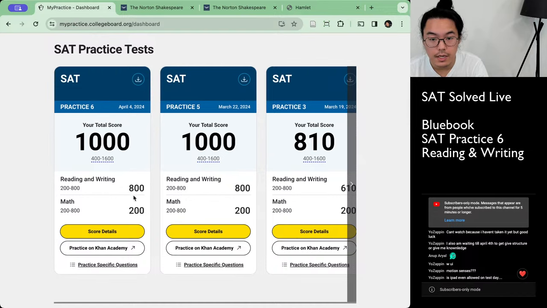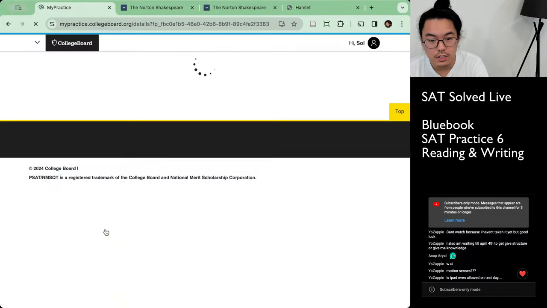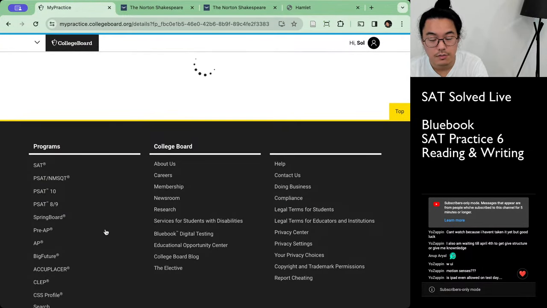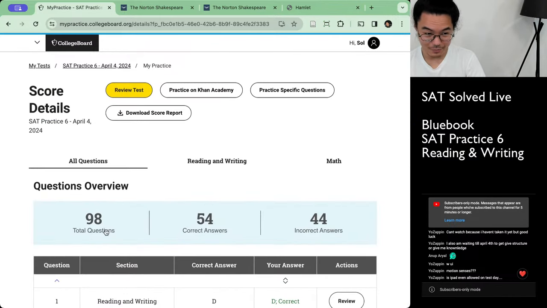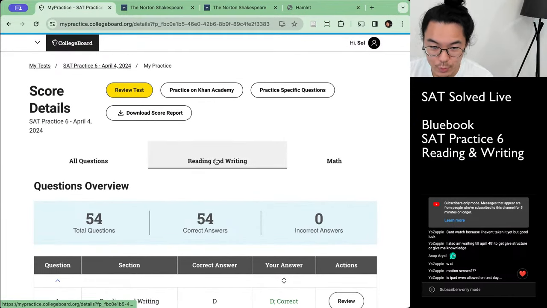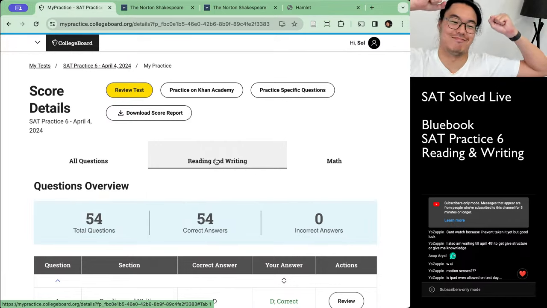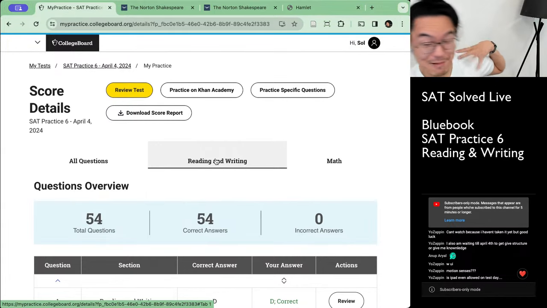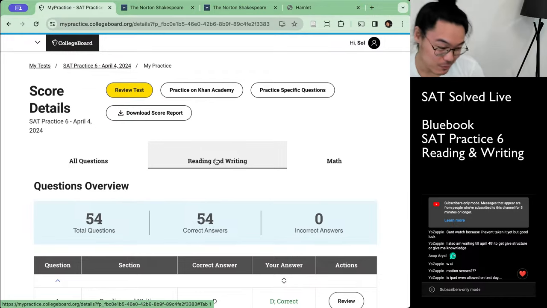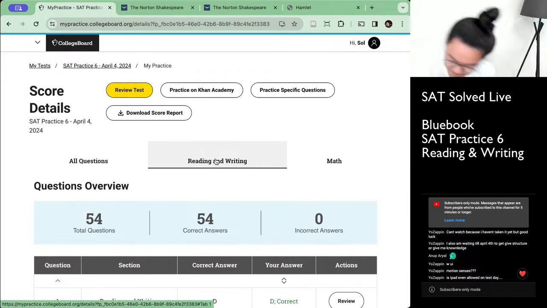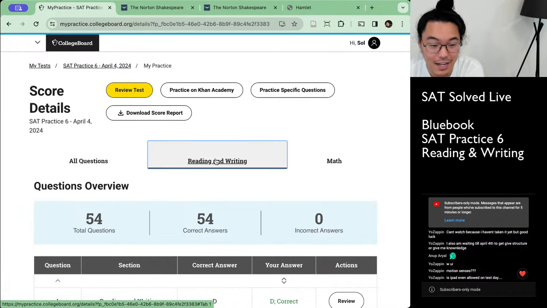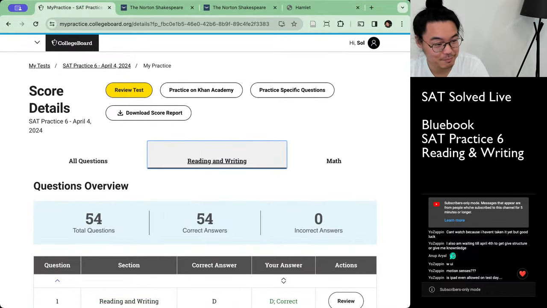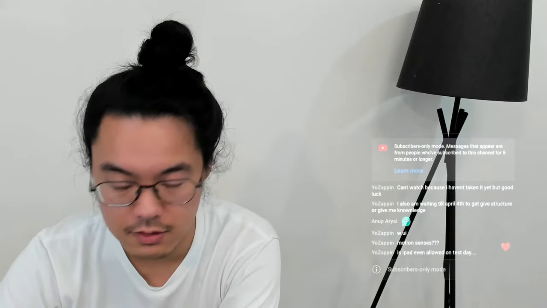Okay. So I got my 800 on reading writing. Now let's go into score details. How many did I actually get wrong? Booyah! Zero wrong. I am pretty happy because that was not the best performance. So I'm just relieved, really, that I was able to catch myself making all those mistakes.